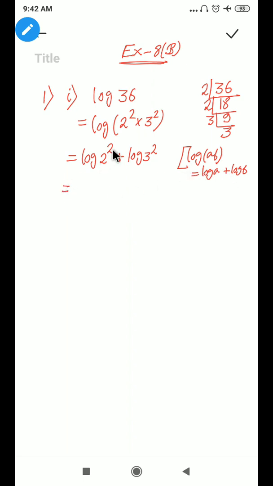Now we know this formula also, logarithm A to the power m is equal to m into log A. The power will come to the front of log. Now the power given here is 2, so this power will come to the front of log. So that will be 2 log 2 plus 2 log 3.